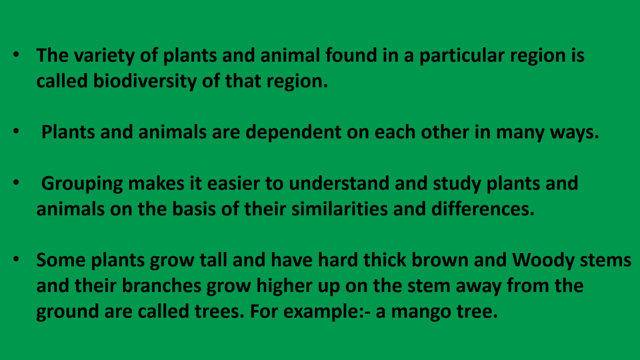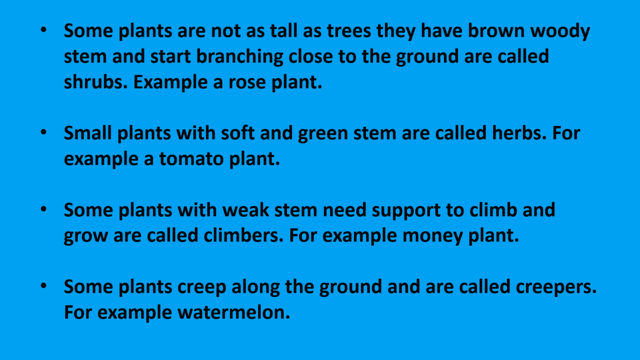Some plants grow tall and have hard, thick, brown and woody stems, and their branches grow higher up on the stem, away from the ground. These are called trees. For example, a mango tree. Some plants are not as tall as trees. They have brown woody stems and start branching close to the ground. These are called shrubs. Example, a rose plant. Some plants with soft and green stems are called herbs. For example, a tomato plant.